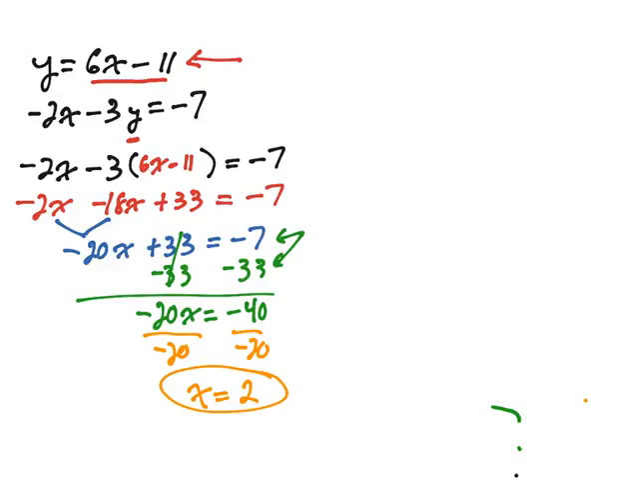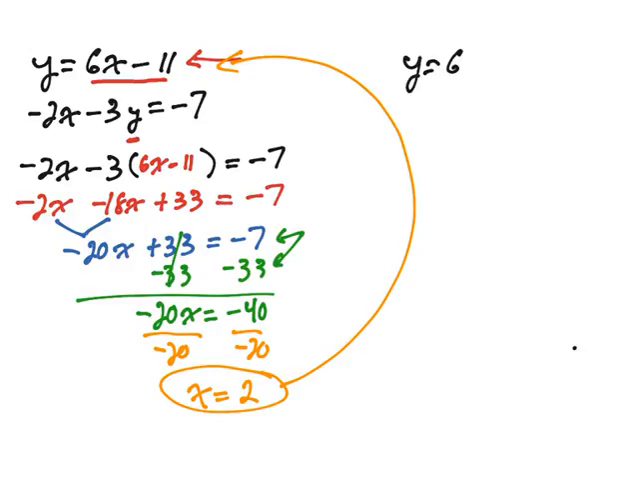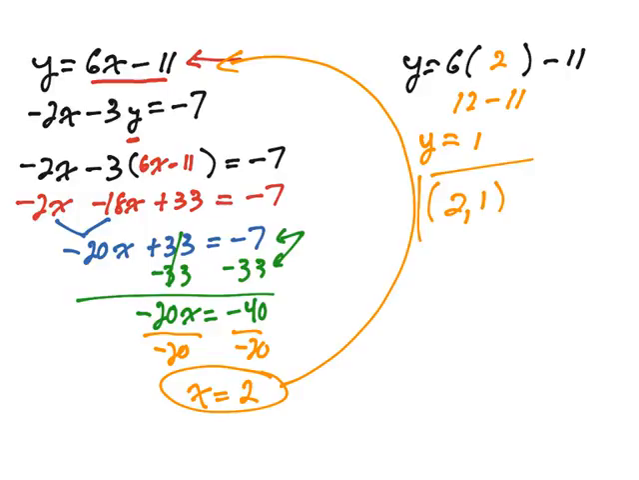Now what we can do with that positive 2 is substitute it back into this first equation. Remember, when you're doing substitution, you can never substitute from one equation back into itself. You always have to substitute from one equation back into the other equation. Okay? So, y equals 6 times the value of x minus 11, and the value of x is 2. So now we go ahead and work this out. 6 times 2 is 12, and 12 minus 11 is 1. So y equals 1. We put those together into the ordered pair of 2, 1. And that is our solution.